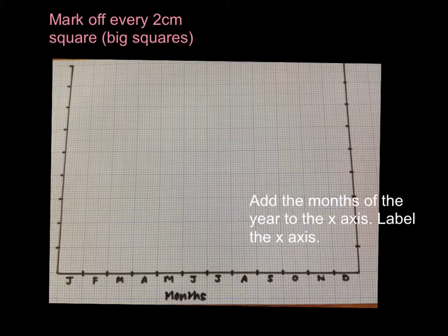Right, now that I've drawn the basic outline of my climate graph, the next thing I need to do is just mark off every 2 centimetres square, every big square. So do that on both the y-axis and then along the x-axis. When I've marked off every 2 centimetres square, I'm going to write in the first letter of each of the months of the year. The reason I'm not going to write the full month out is because I'm not going to fit it in that space. So notice how I've used a capital letter indicating the start of each month's name. Don't forget as well to label that x-axis to show that it's showing the months of the year.